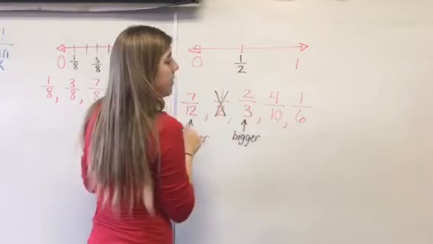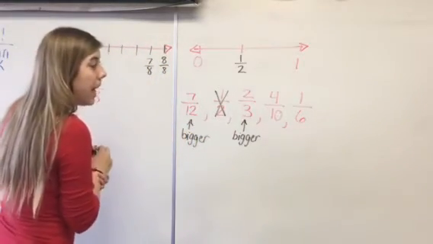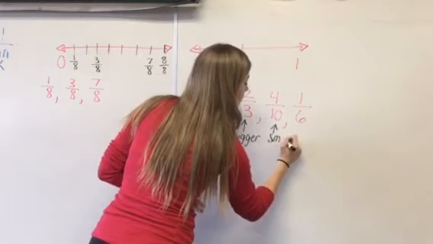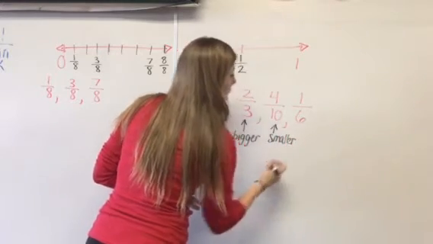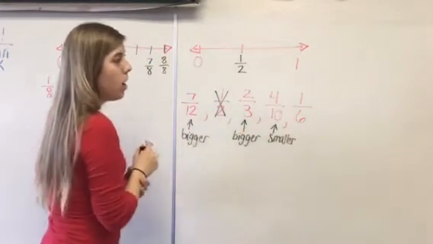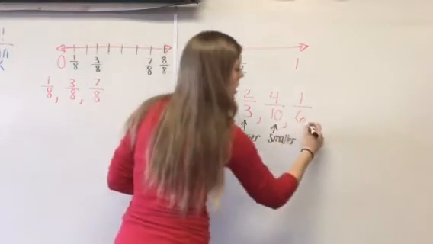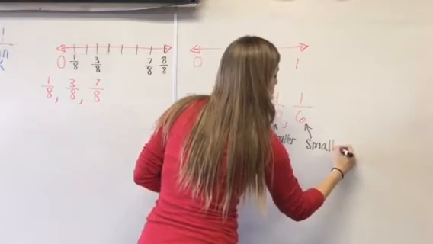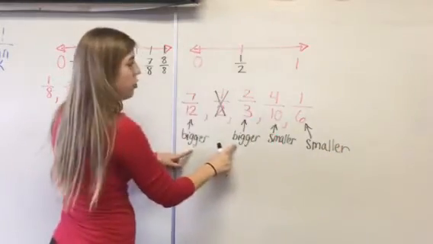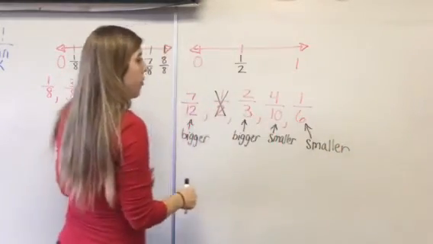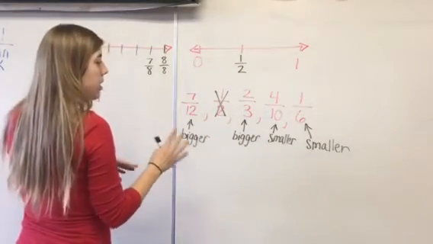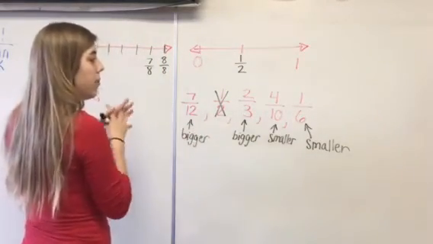What about 4/10? If I double 4, I'm going to get 8, right? 8 is not bigger than 10, so this one is smaller than 1/2. And same with this one. If I double 1, I get 2, and 2 is smaller than 6. So this one is also smaller than 1/2. So that tells me these two fractions will be on the right of the 1/2, and these two fractions will be on the left.